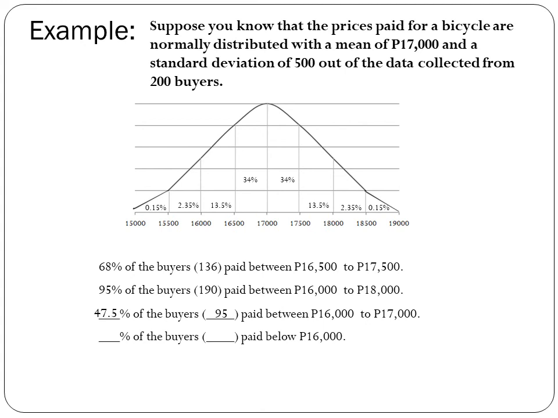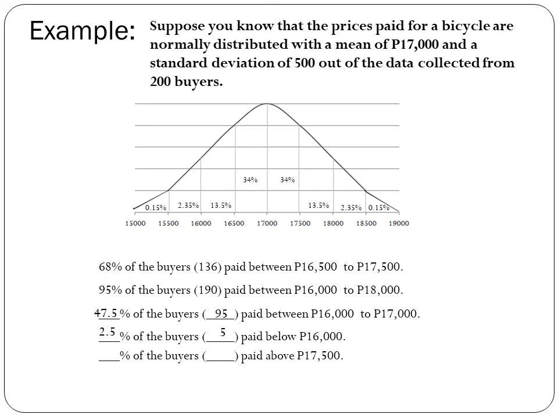So 16,000 pesos is found at the left side, of course, of our mean. Since we are talking about the amount below it, we will look at the leftmost part. We have 2.35% and 0.15%. So if you're going to add the two numbers, that will be the percentage, 2.5%. 2.5% of 200 is 5. So it means that only 5 bicycle buyers paid below 16,000 pesos.